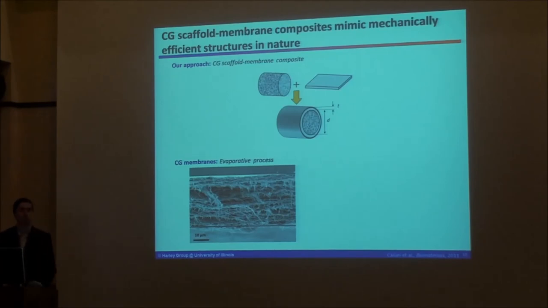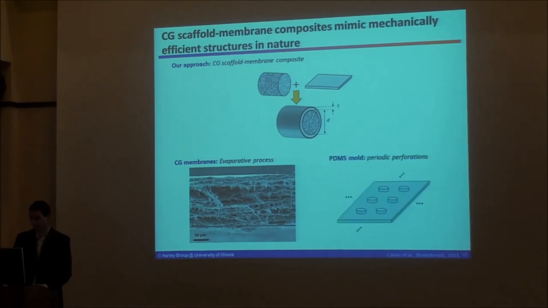And the way we incorporated that shell into our material was we made the membrane first, and then we put it into that Teflon copper mold, added it into the suspension, and then freeze dried it. And so by letting the suspension hydrate the membrane prior to freezing, we were able to incorporate the core into the membrane. And one of the nice things about these membranes is that we can also make them with perforations or pores if we want.